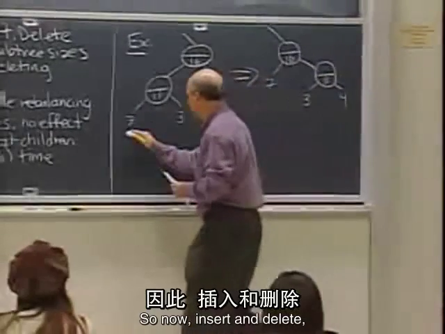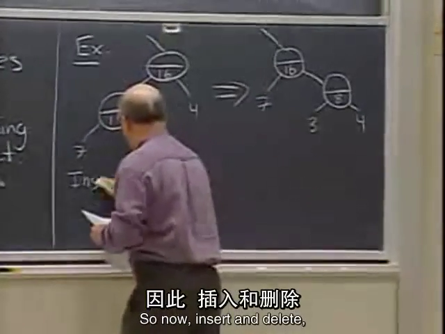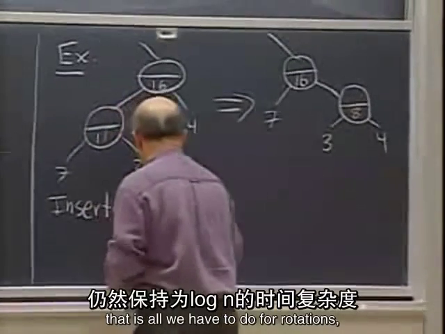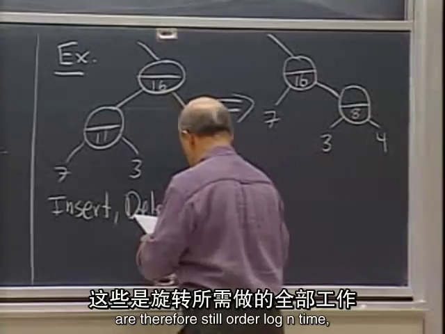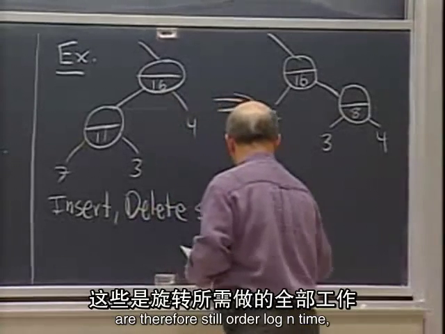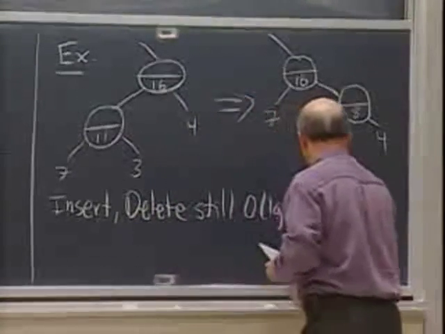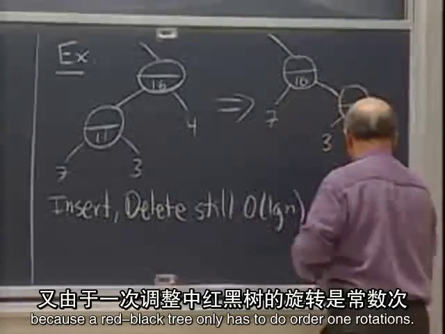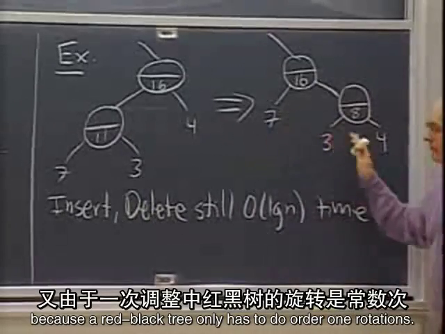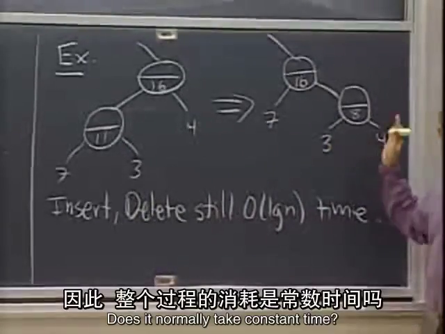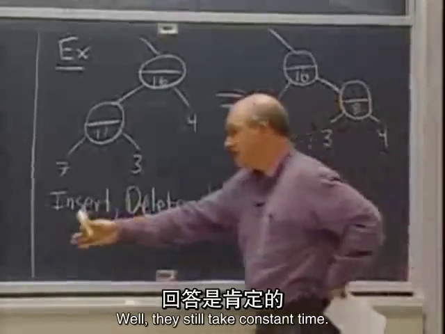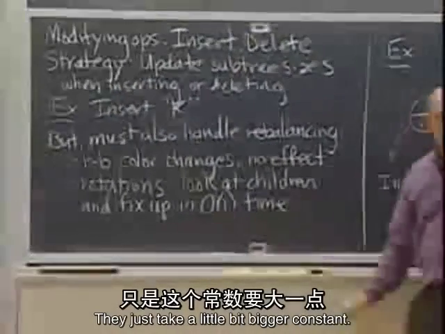And so now insert and delete. That's all we have to do for rotations, which are therefore still order log n time, because a red-black tree only has to do order 1 rotations. Those normally take constant time. Well, they still take constant time. They just take a little bit bigger constant.